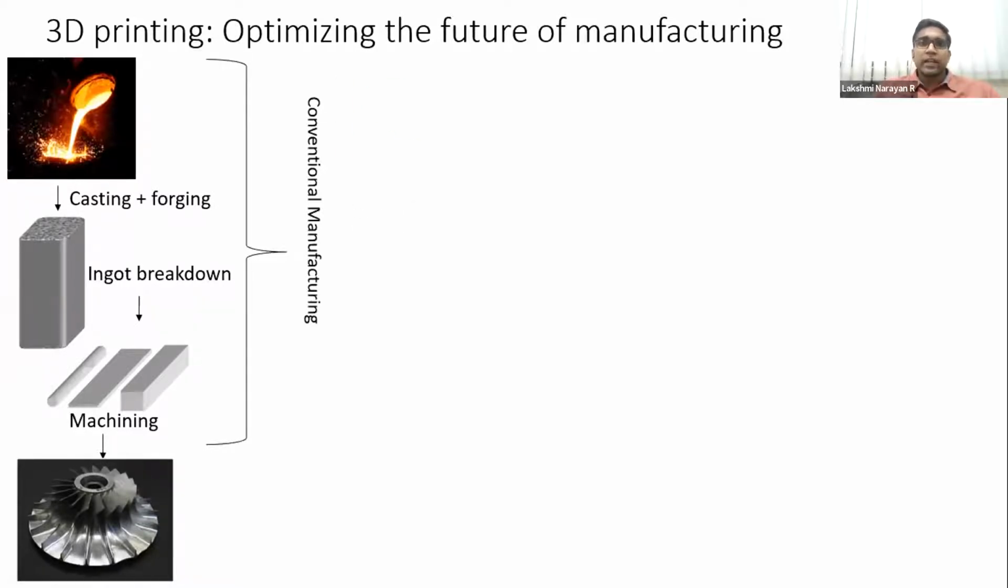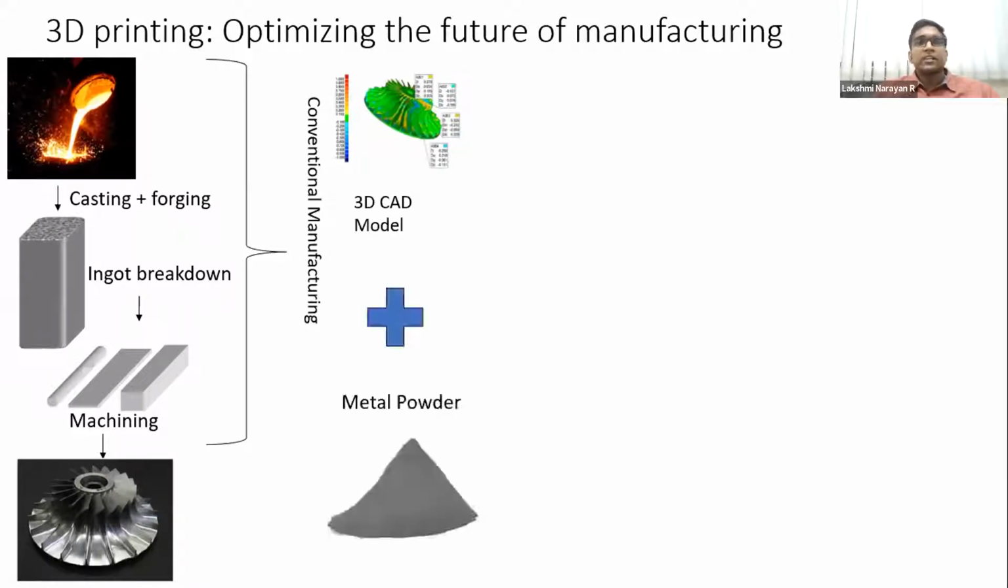But if you look at additive manufacturing, all you need is a CAD model of the same and to scale. And once you feed it into a 3D printer and you add in the metal powder that you want to print, what you can actually get is the same component. So this essentially reduces the number of steps that are required. You also get a very high buy to fly ratio.